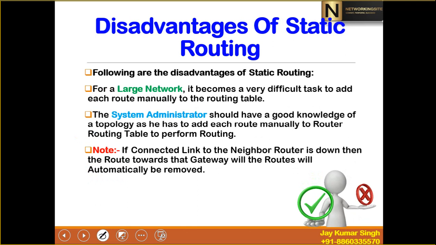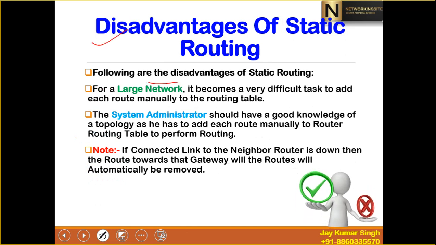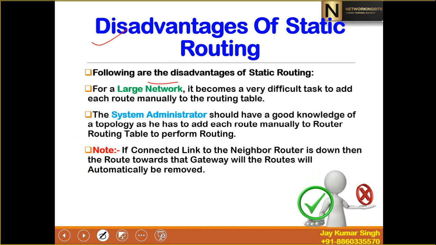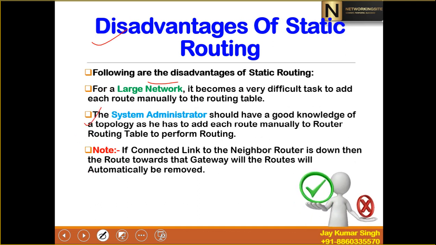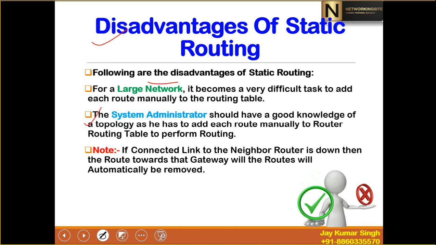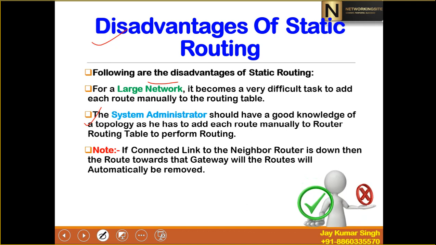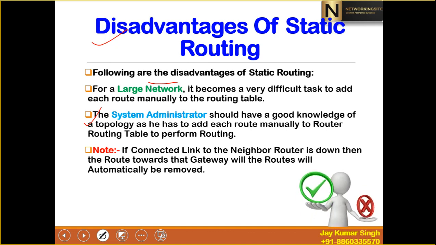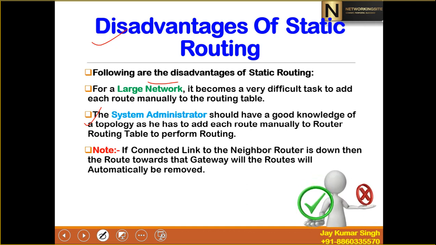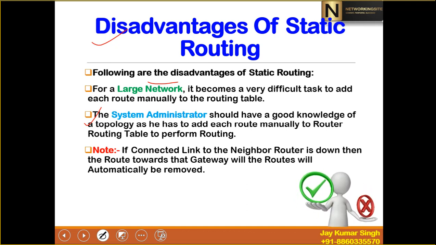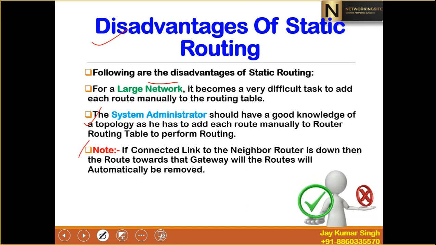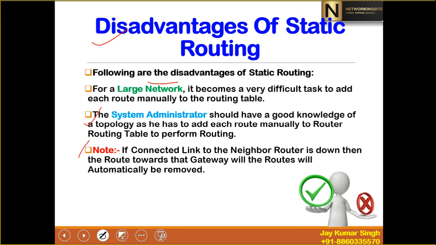The disadvantage of static routing is that for a large network it is a little bit difficult for the administrator. If there is any downtime in the network, or if any cable is broken, or any router is down in the middle of the network, the administrator must have good knowledge of the network to troubleshoot and find the problem. One more problem is that if the connected link is down, the information you have kept in the routing table regarding that interface will be removed automatically.